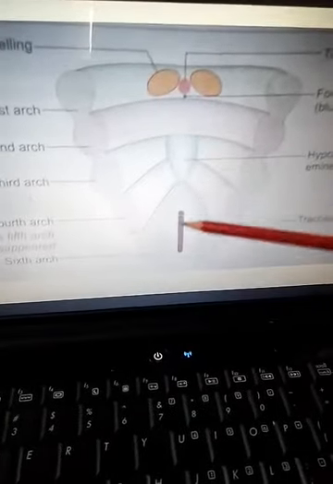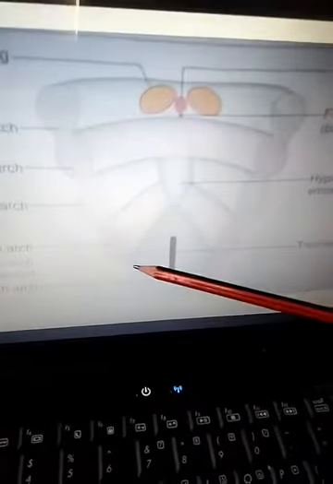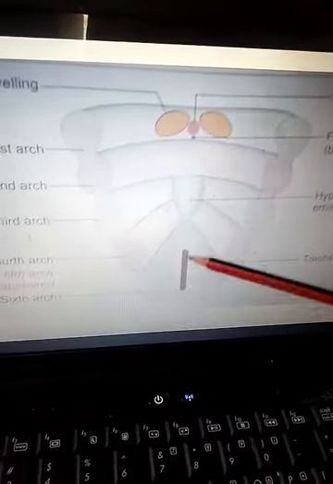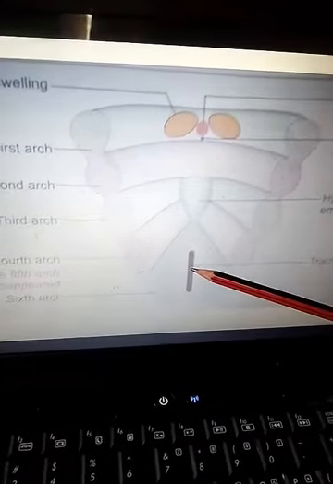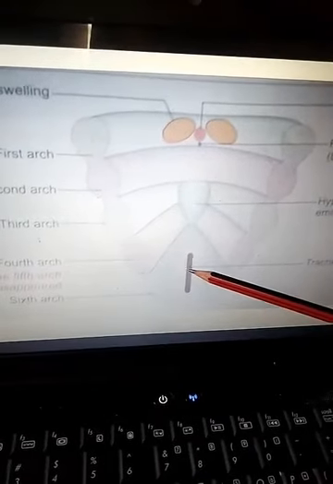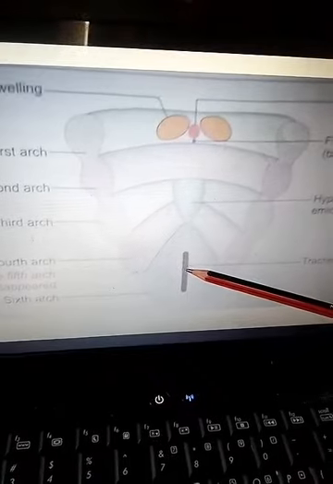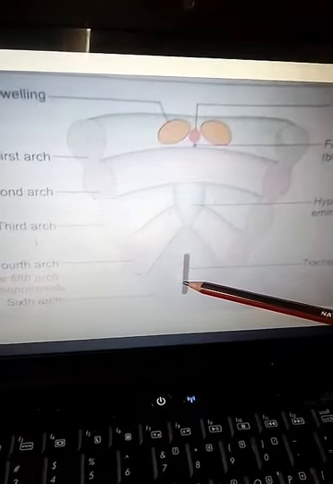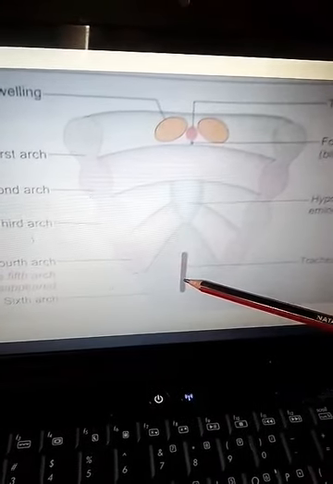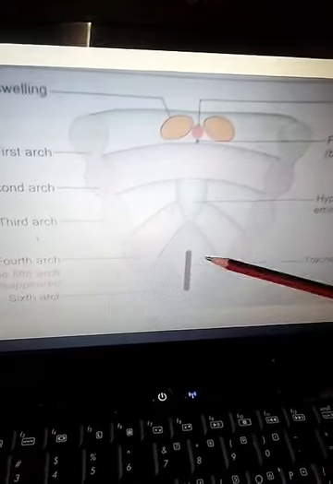And just behind the hypobranchial eminence, in relation to the sixth arch, another thickening appears that is known as the tracheal groove. And you already know that the tracheal groove goes inside, dips into the epithelium and forms another diverticulum from which the respiratory system arises. That you already know.